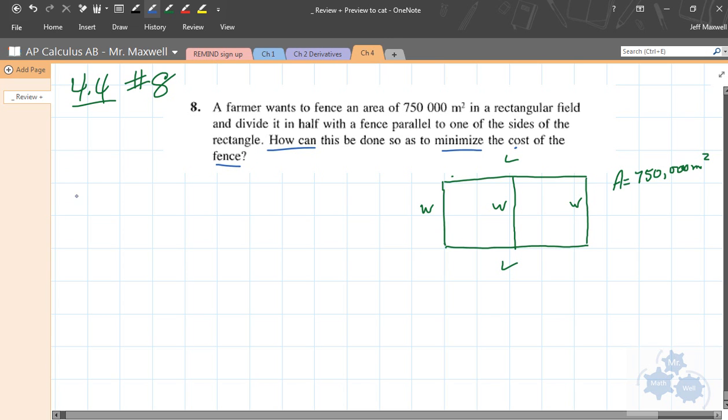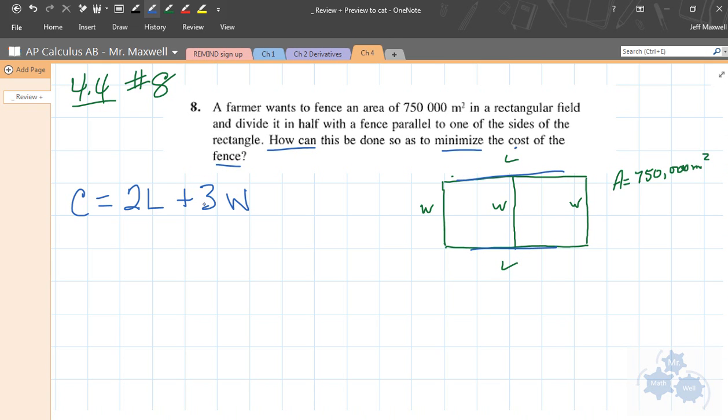Okay? We can do a cost function here. The cost function is going to be 2L, that's 2 lengths, plus 3W. That's what the cost function is going to be. And it doesn't matter what the cost is because it's basically just the amount of material. The more material it has, the higher the cost. So we want to minimize this amount of material.